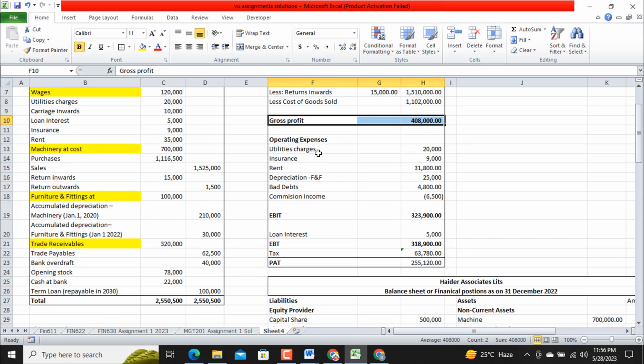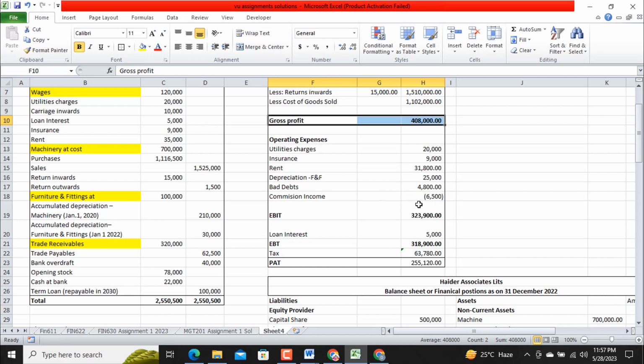Now come to the operating expenses. Utility charges 20,000, insurance 9,000, rent before adjustment is 35,000. Now we have to reduce 3,200 from this, as the prepaid expenses of 3,200 are included in this. So we have to make an entry, and we will transfer the values here by reducing the rent amount by 3,200. Depreciation on furniture and fittings 25,000, and bad debts 4,800, commission income 6,500.